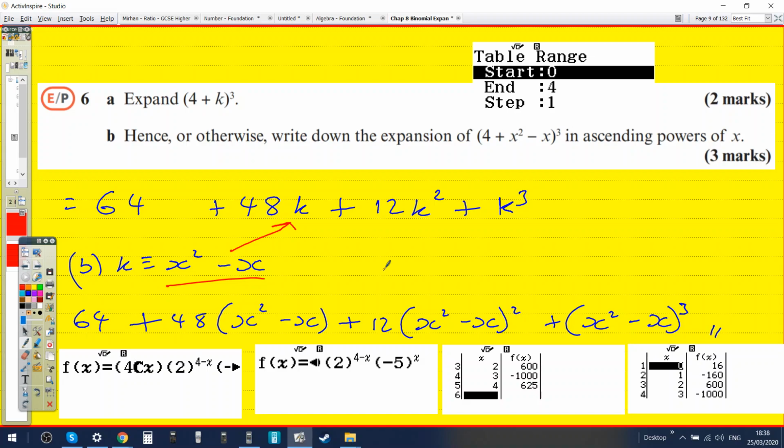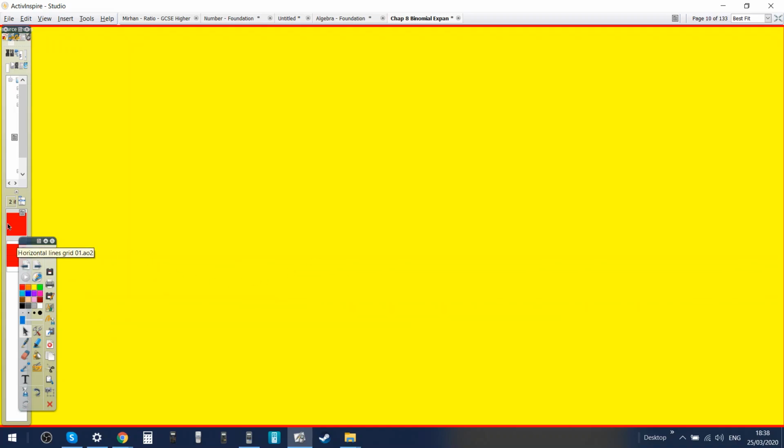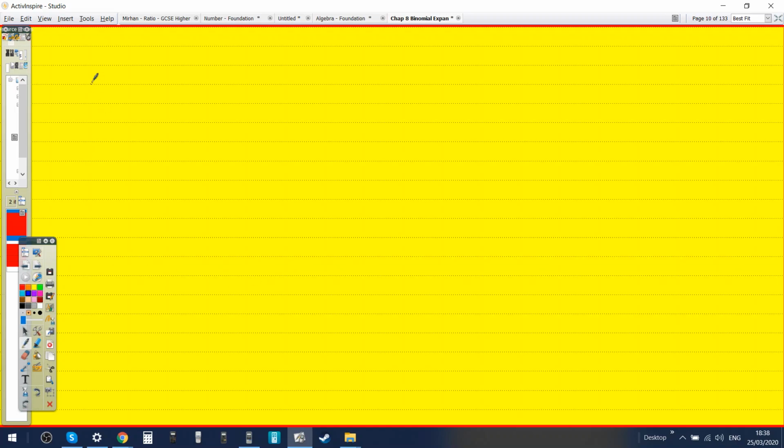Maybe the last one. The cubed one? Yeah. Okay, how would you expand x squared minus x cubed? Write it out 3 times. I'll let you try that. If only I had just taught you a quick way to expand brackets.